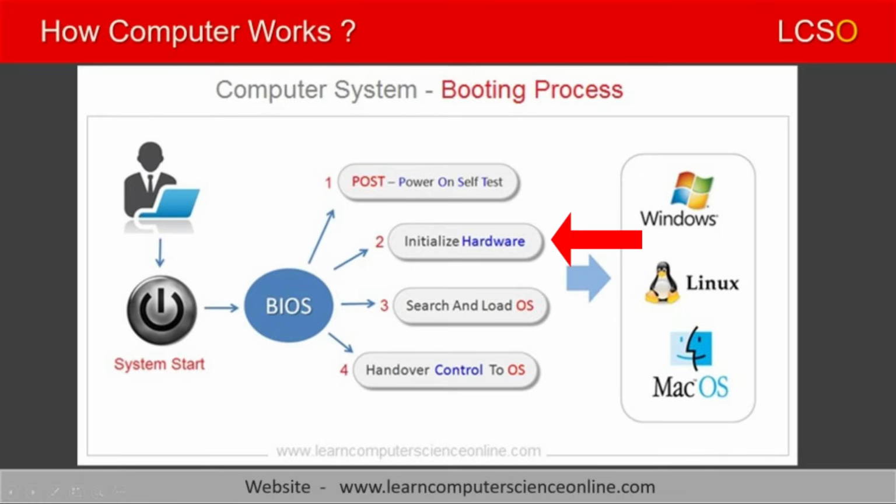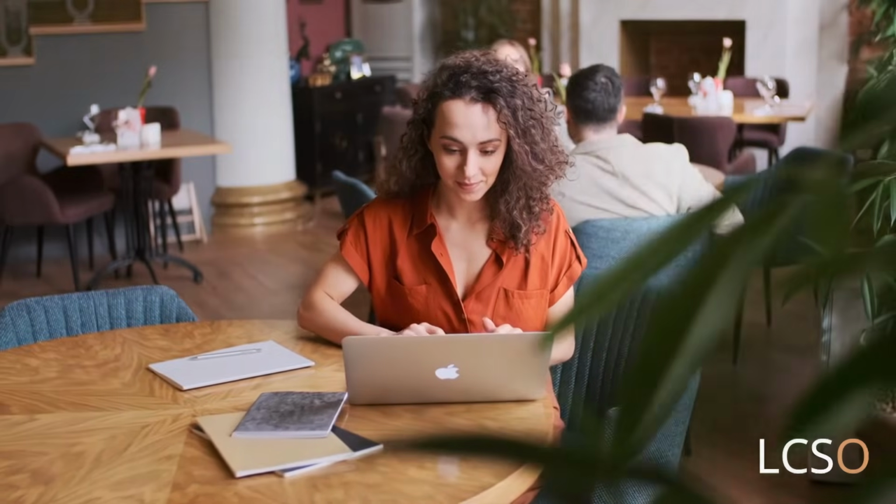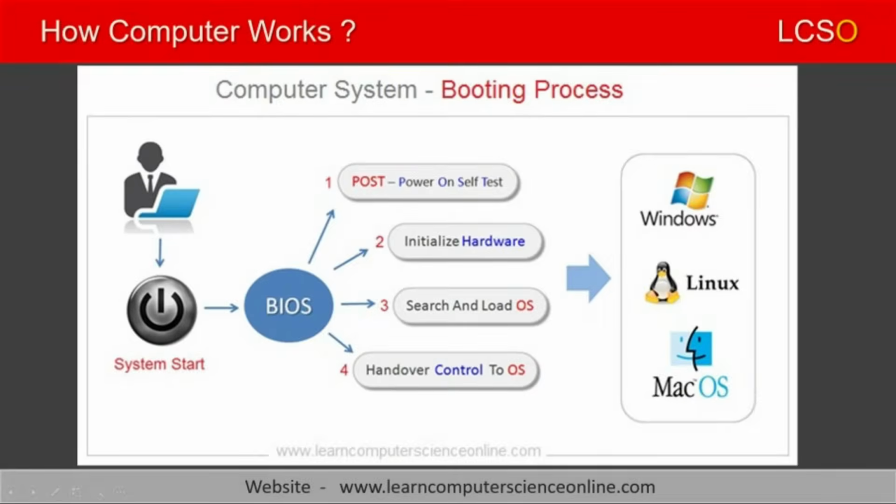Second, it will initialize the hardware. Third, it will search and load the main operating system. And finally, it will hand over system control to the main operating system. The user can start operating the computer only when the operating system is fully loaded into the computer's memory and it is fully operational. This process of loading the operating system is called the booting operation.